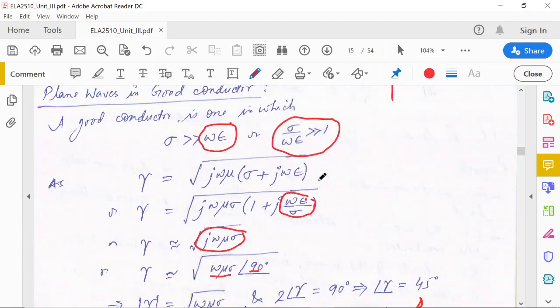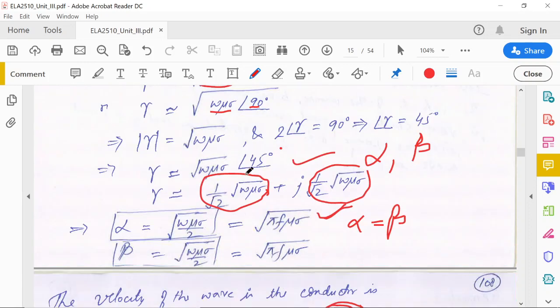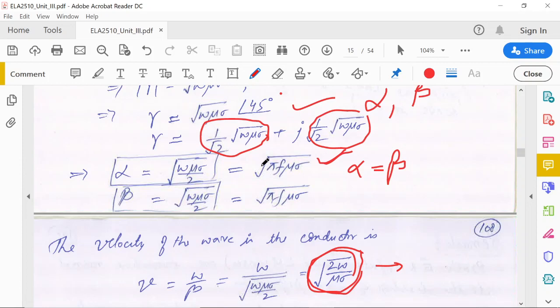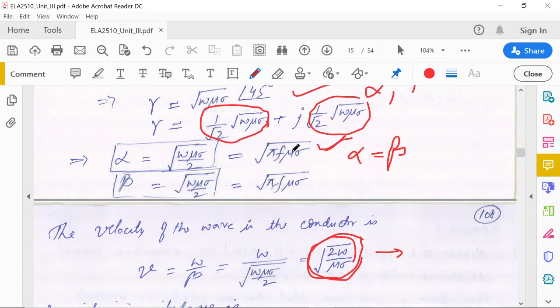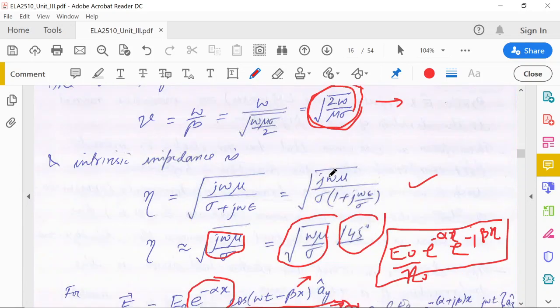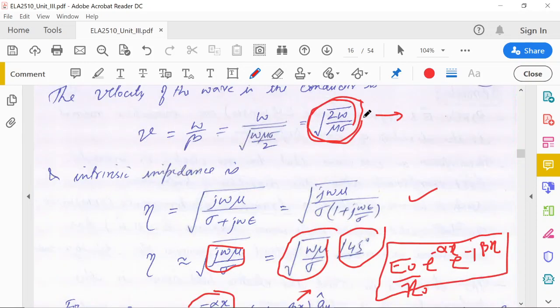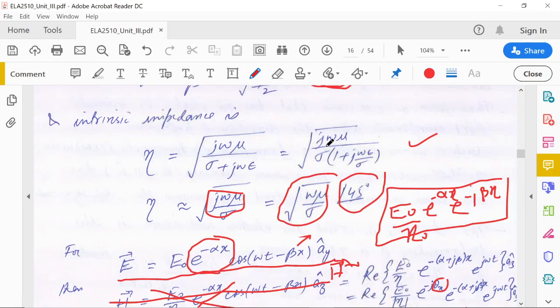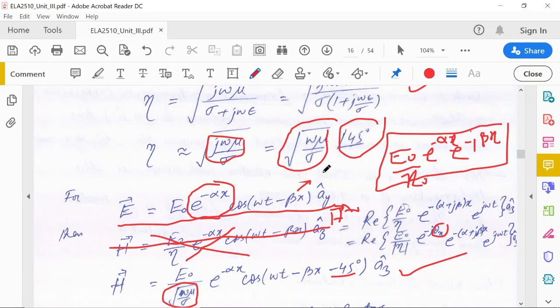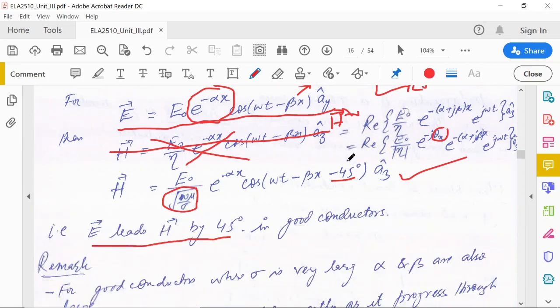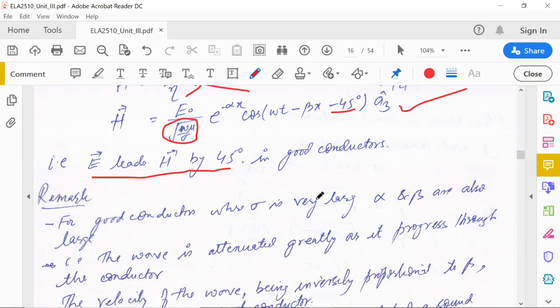Three things we have found. First, gamma has a 45 degree phase. Alpha is very high, so attenuation is very high; for typical values you will get very high values. Then velocity depends upon omega, which gives you dispersion, and its value is very small as compared to free space. And eta, the intrinsic impedance, is also complex, with a phase of 45 degrees. Second, H lags E by 45 degrees. Now they are out of phase: E and H do not have the same phase in good conductors.